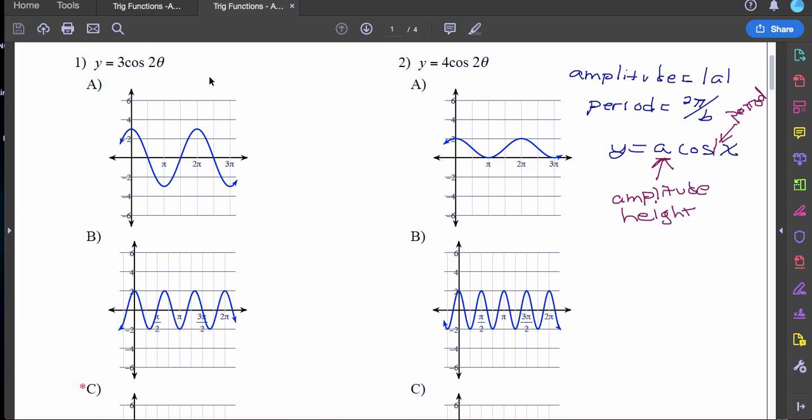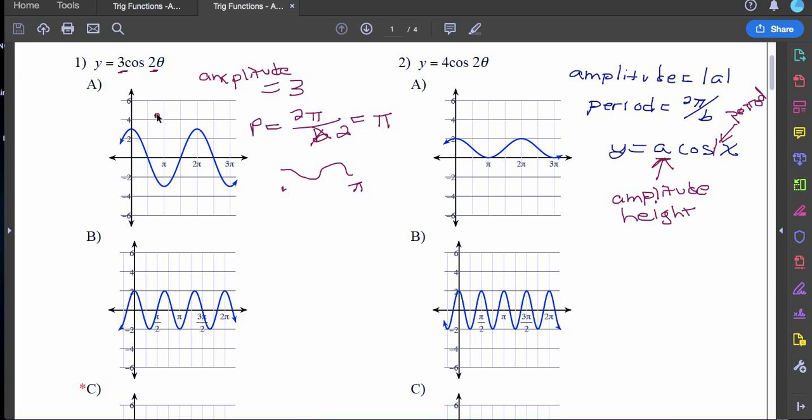Number 1 is 3 cosine 2 theta. To solve this, I look at the number in front of cosine. So I know that my amplitude has to be 3, which is the height of my graph. And my period has to be 2 pi over b. In this case, b is the number in front of x or theta, so it's 2, which reduces to pi. So that means my graph is going to cycle 1 time between the starting and the ending, and it should end on pi.